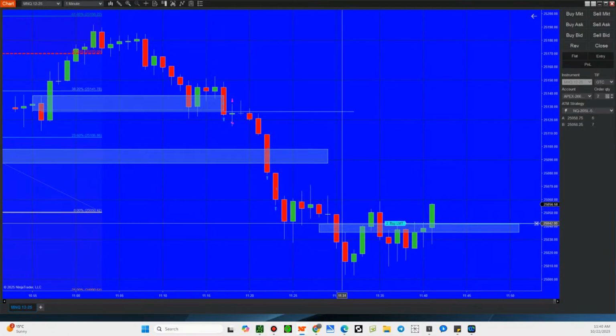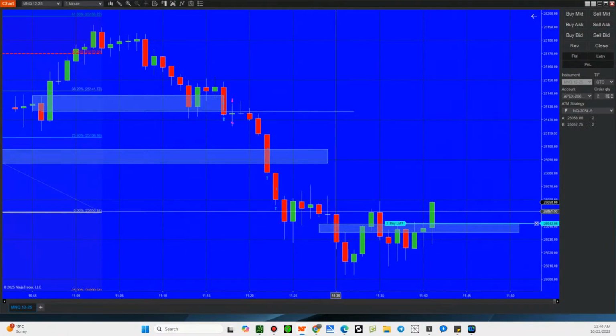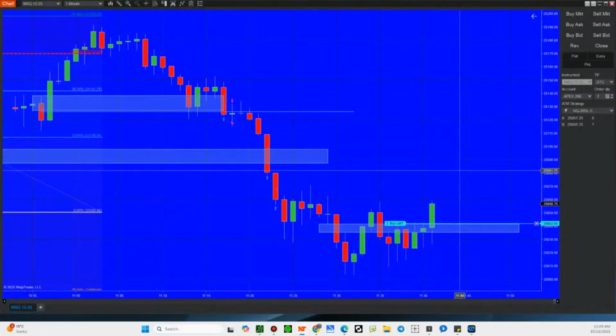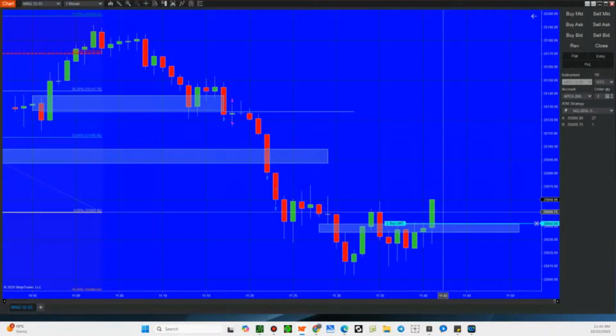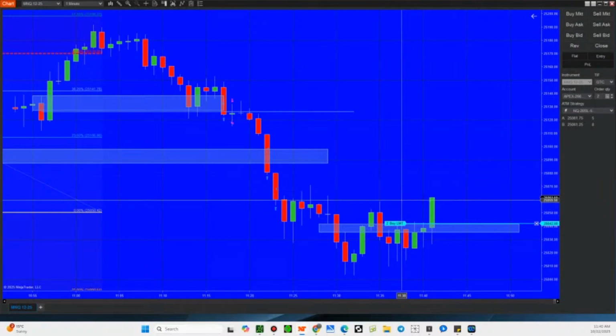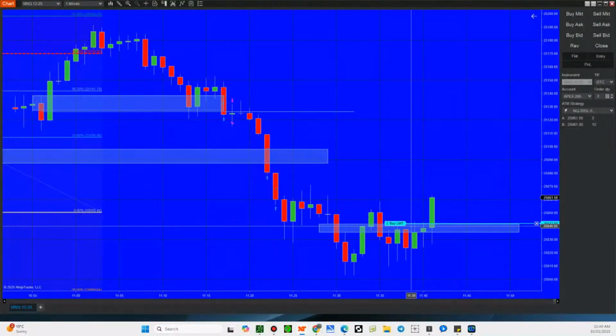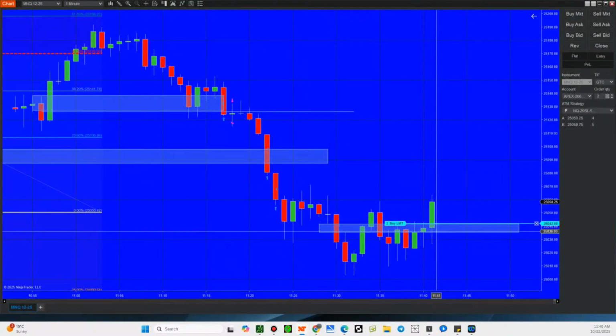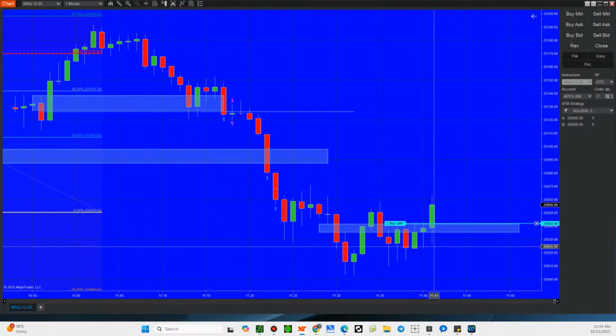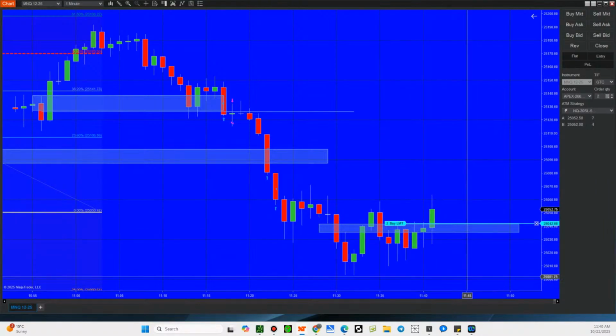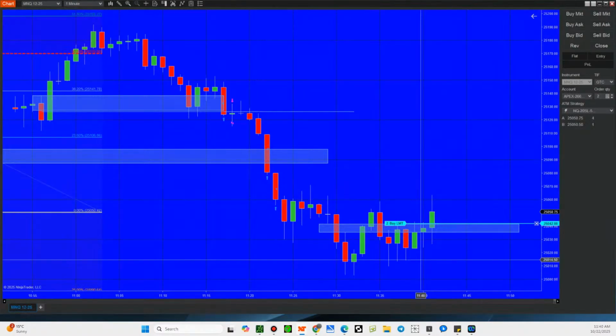See, when it does things like this, you just gotta get in quickly. And as you can see, I missed it. Yikes. But don't chase it. Just wait because we're still outside of that 11:45. So I'm gonna wait for it to retrace a little bit lower.